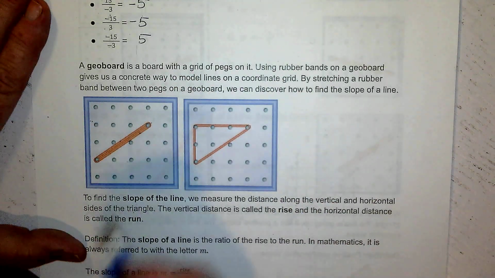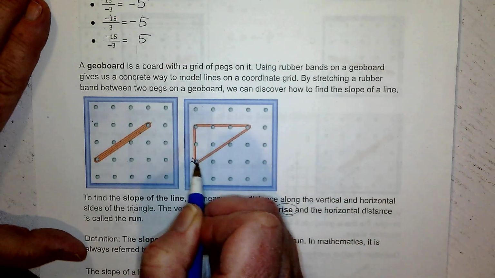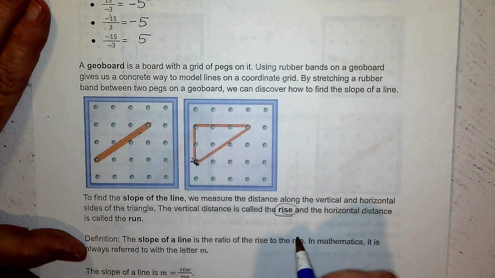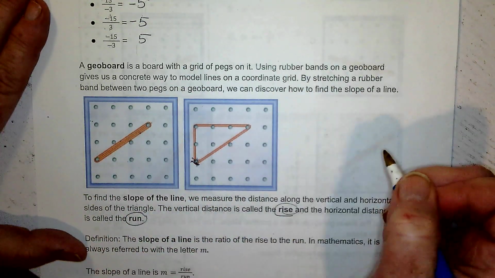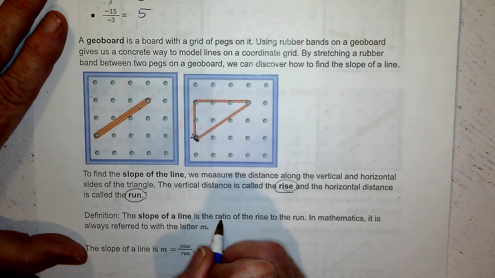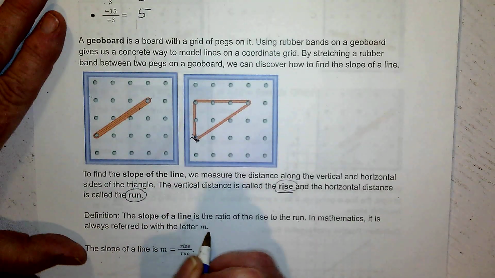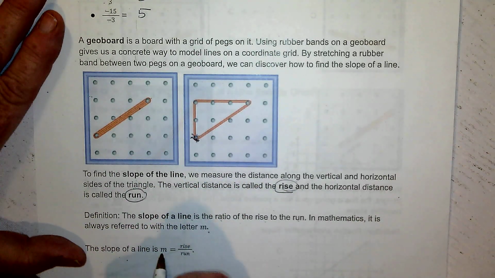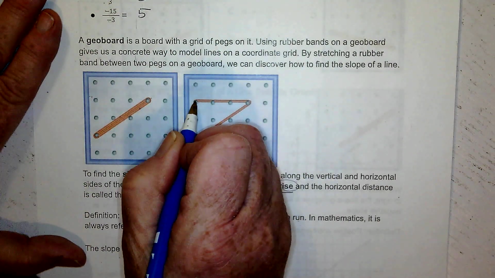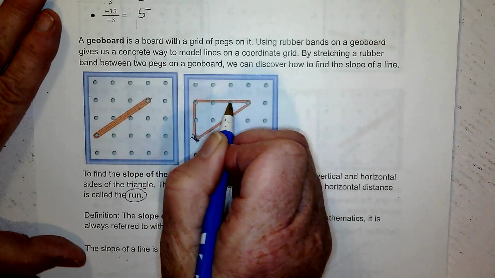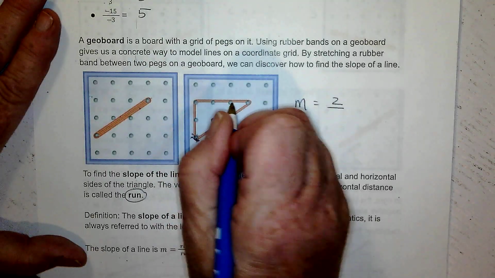The vertical distance is called the rise. So from this point right here, we rise up 2, and the horizontal distance is called the run. So it's rise over run. The slope of the line is the ratio, which is a fraction, of the rise to the run. It's always referred to by the letter M for the slope. So from this point, we're rising up 2, and then we're running 1, 2, 3. So the slope is 2 is the rise, and then it's running 3.